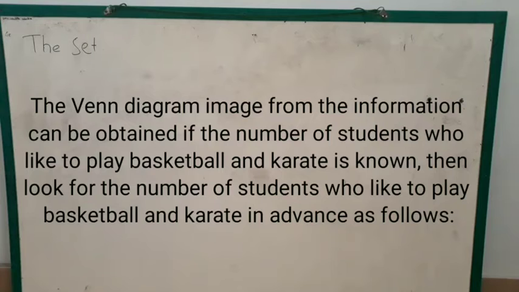The Venn diagram from the information can be drawn if the number of students who like to play both basketball and karate is known. So look for the number of students who like both basketball and karate first, as follows.